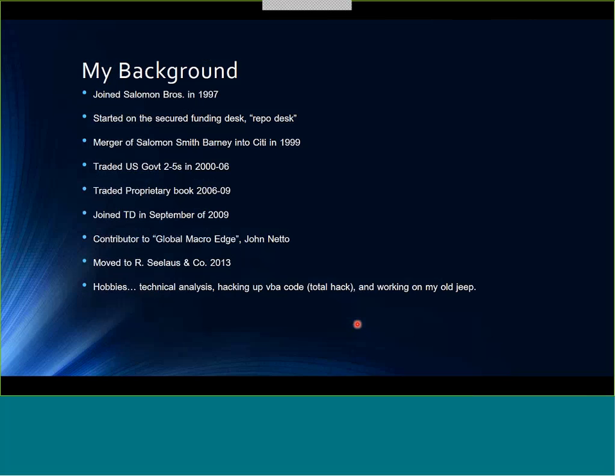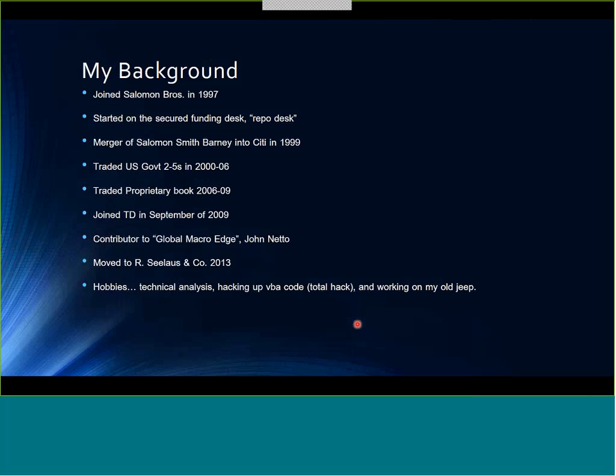So who am I? I started in the business in 1997 for Salomon Brothers. I've really always been a fixed income trader. I worked on their funding desk on the fixed income floor, their repo desk as it's known. We merged with Citigroup, Smith Barney in '99. I've always really traded treasuries. I started at the very front end. I traded short coupons and twos. I moved out into the 5-year sector, did a lot of RV.